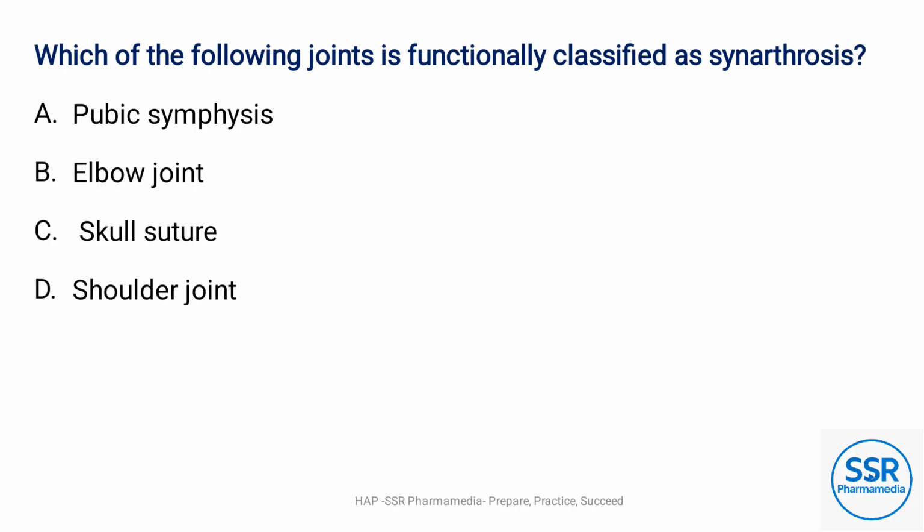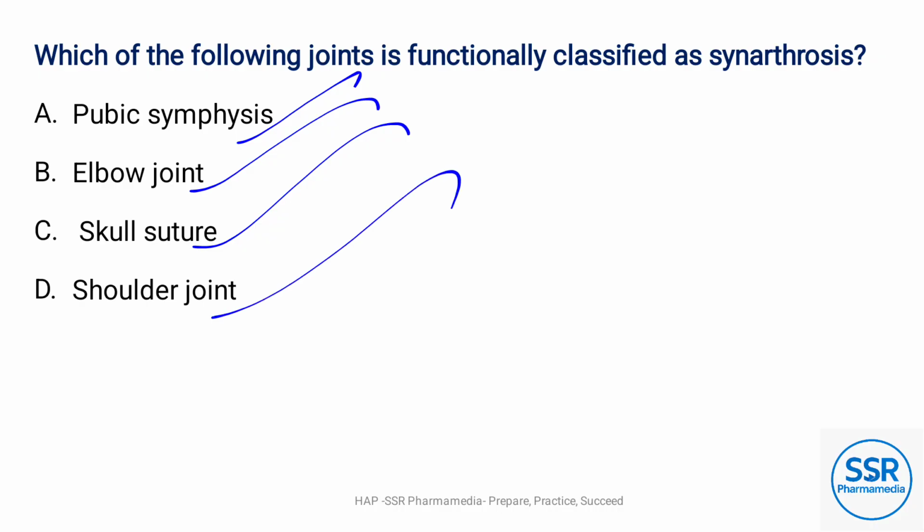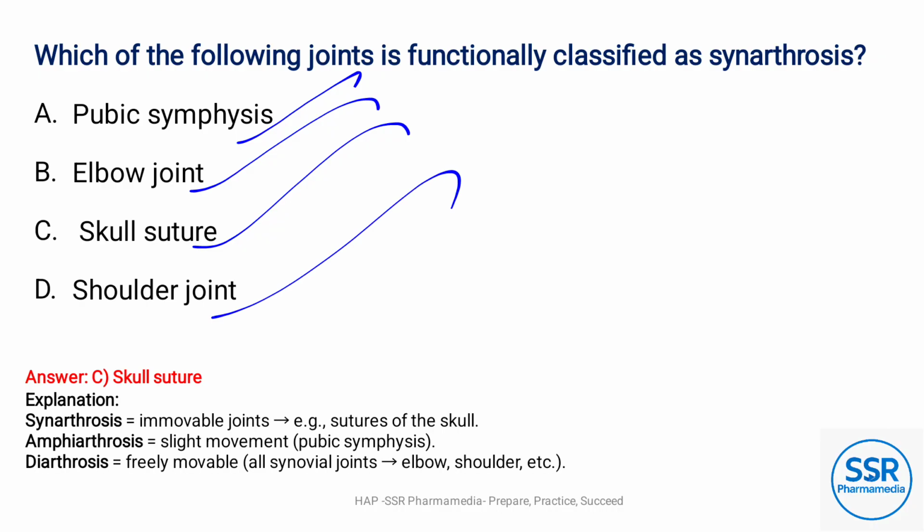We'll move into the questions. Which of the following joints is functionally classified as synarthrosis? Option A, pubic symphysis. Option B, elbow joint. Option C, skull suture. Option D, shoulder joint. So the answer is option C, skull sutures.